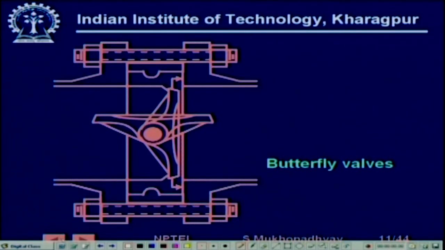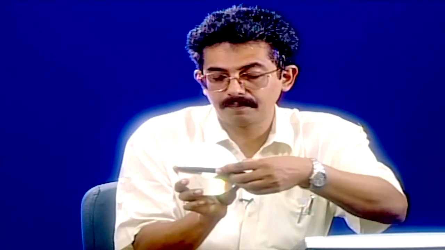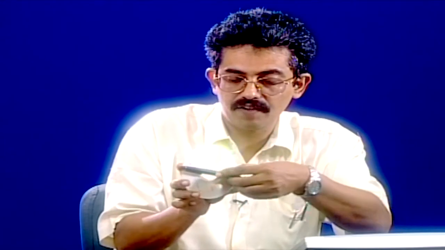So the basic idea is that in all valves there has to be a variable obstruction, right? So it is this disc which creates the obstruction, and there is a shaft or a pin about which it rotates. You can understand that this is the butterfly valve, and a shaft runs across it, and this shaft is driven. So this disc is stuck to the shaft, and if you rotate this actuator, then the disc can be either in this position or in this position. If you have a pipe here, then in this position it's open. If you put it in this position, then it's closed, right?